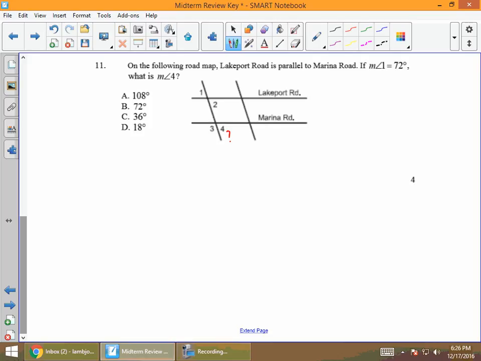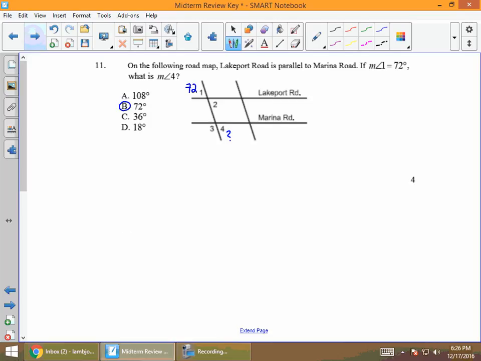I want to jump all the way down to question number 11. It says Lakeport Road is parallel to Marina Road. It says angle 1 is 72 degrees. And it wants to know about angle 4 down here. Angle 1 and angle 4 are alternate exterior angles, and you should know that alternate exterior angles are congruent. So if angle 1 is 72, then angle 4 must also be 72 degrees.